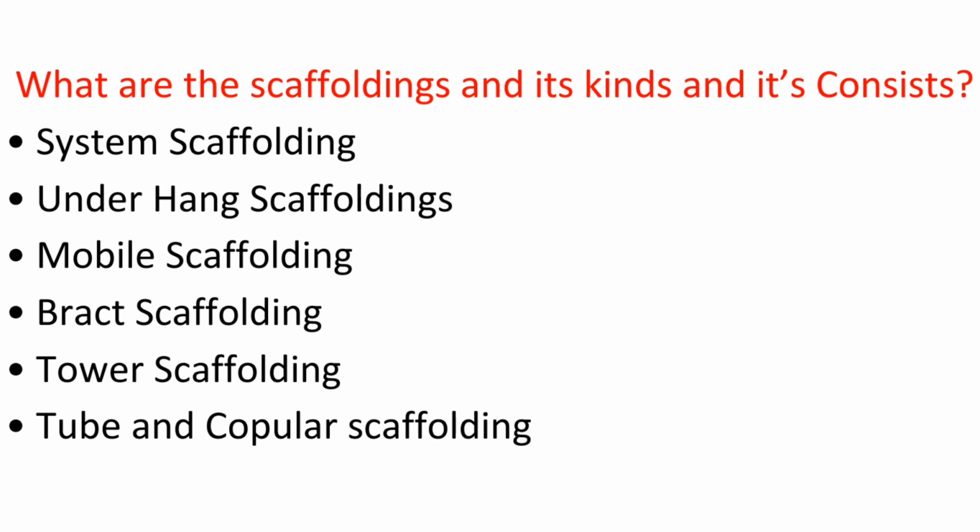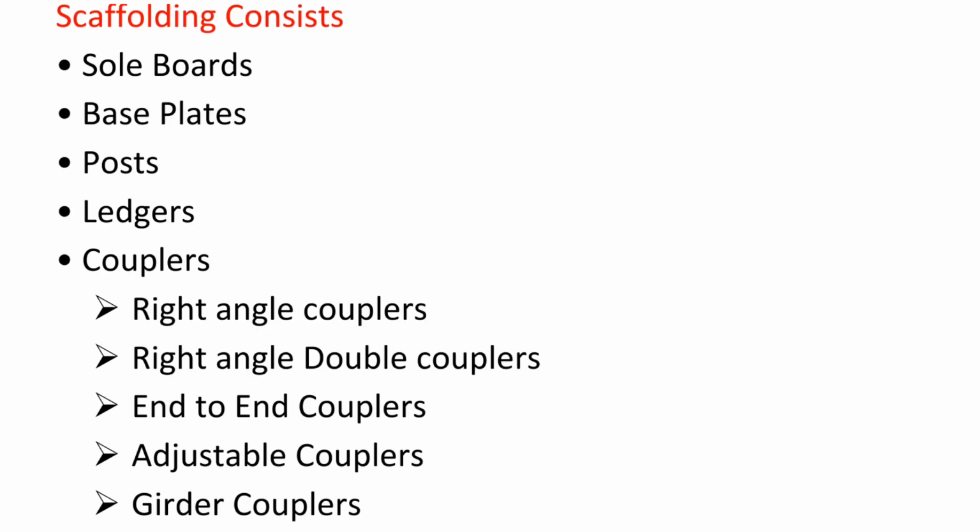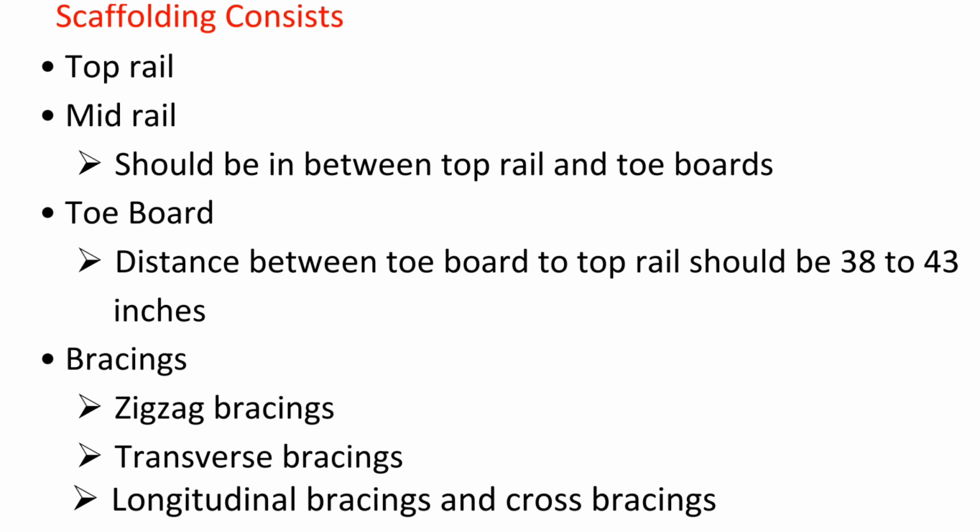Question: What are scaffoldings and their kinds? Answer: System scaffolding, underhung scaffolding, mobile scaffolding, bracket scaffolding, tower scaffolding, tube and coupler scaffolding. Question: What does scaffolding consist of? Answer: Sole boards, base plates, posts, ledgers, couplers, right angle couplers, right angle double couplers, end-to-end couplers, adjustable couplers, girder couplers. Top rail, mid rail, which should be in between top rail and toe boards.